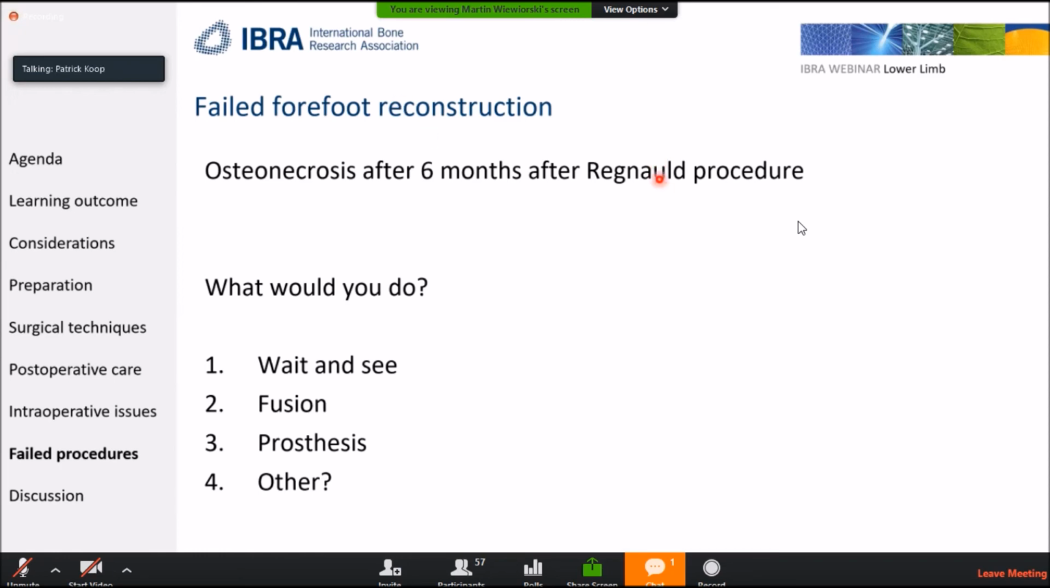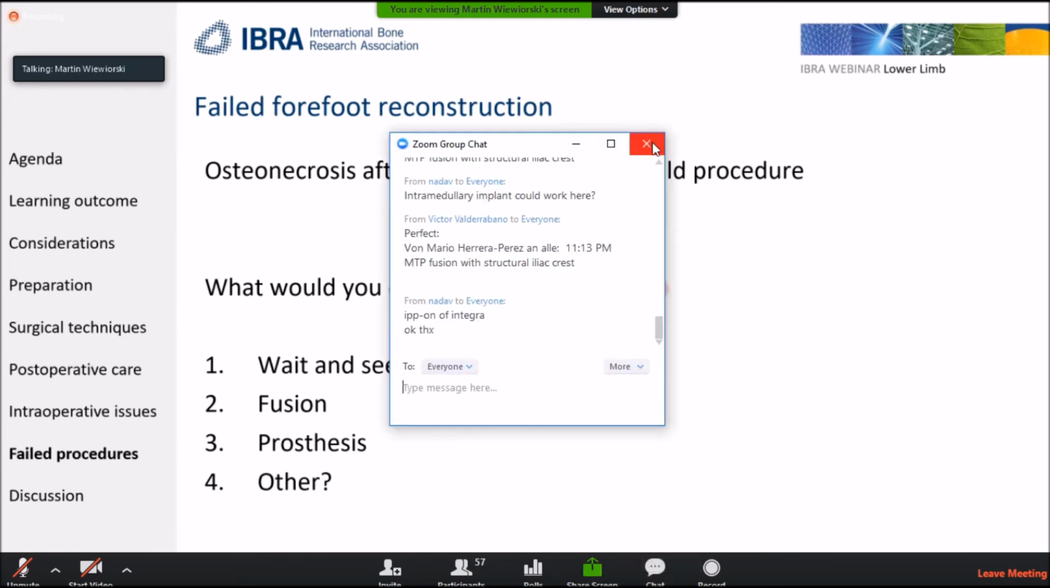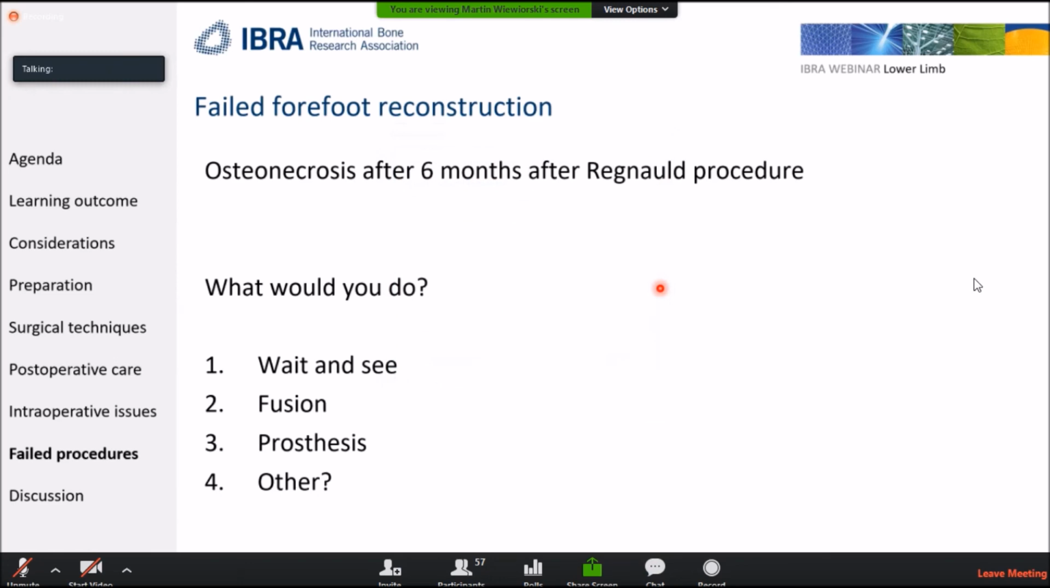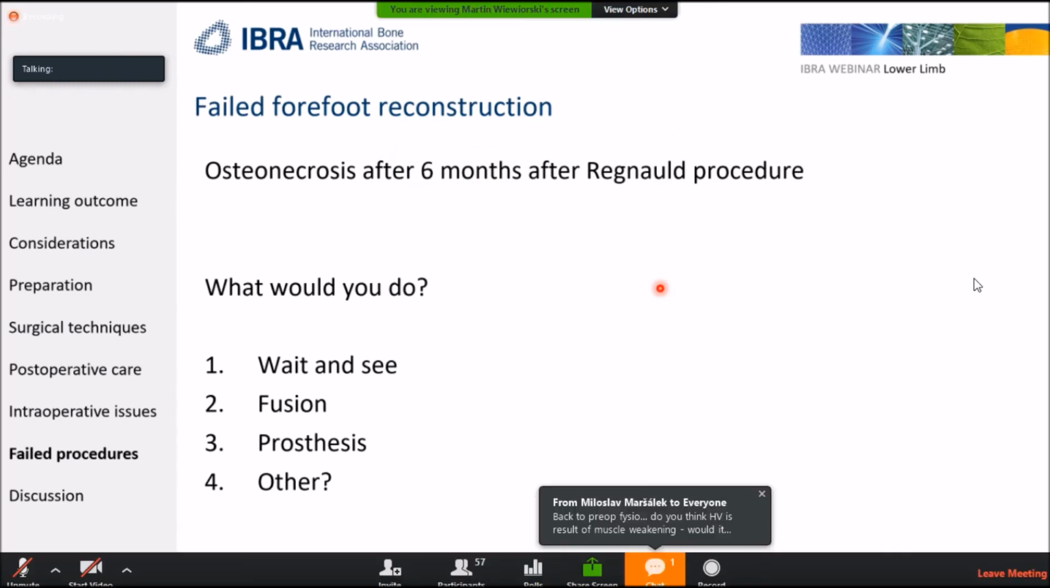I have another question on TTC fusion with structural iliac crest. Yes, right. What is the question? We have a few comments on the iliac crest.